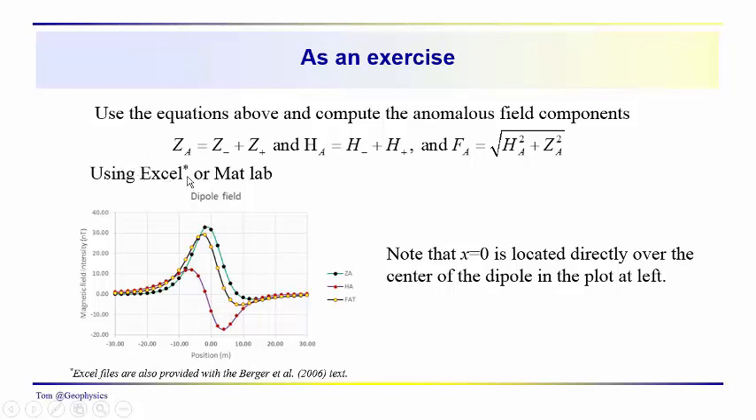So you should be able to use Excel or MATLAB. I would note that Excel files are provided in Berger et al.'s text, as we noted before. And in this particular case, we have X, the origin, located right in the center of the dipole. So now the plots, as you'll notice here, aren't symmetrical as they were. The vertical component is not symmetrical as it was for the monopole.